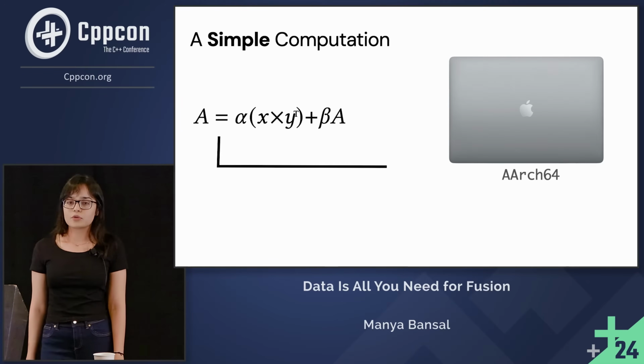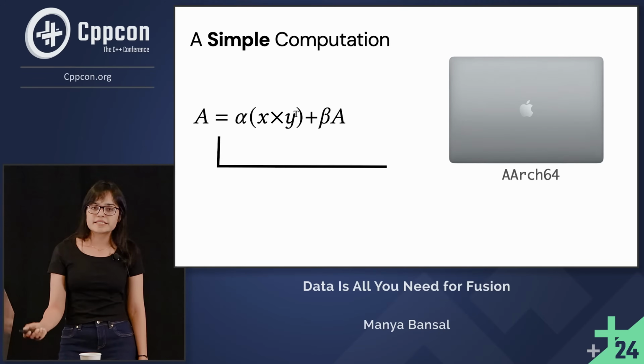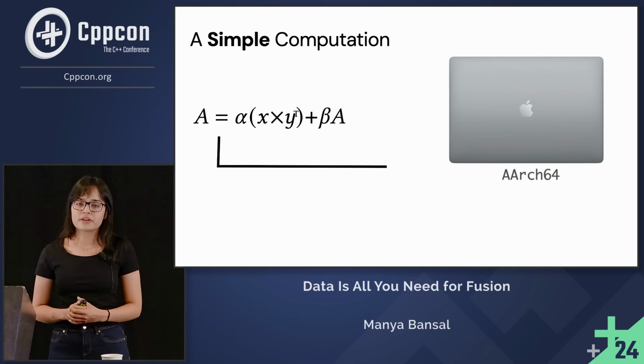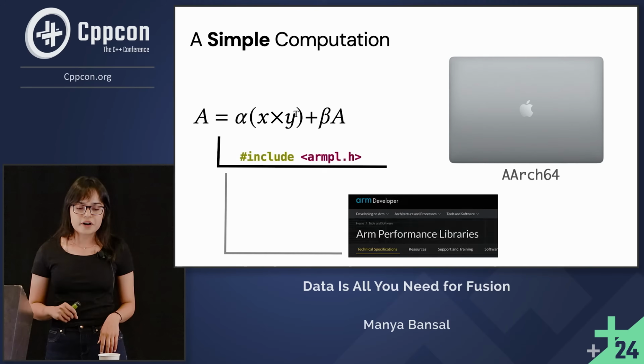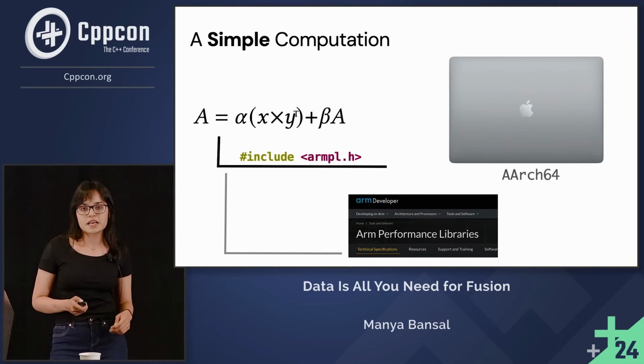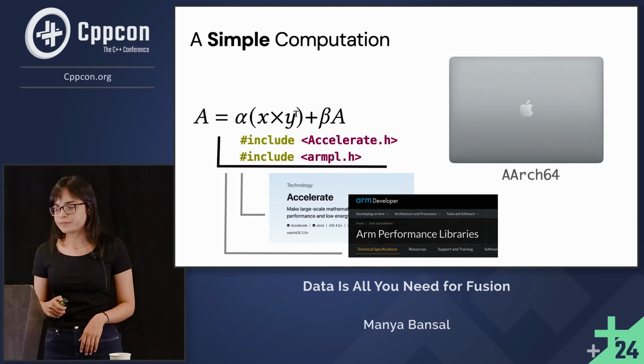I'm going to be using the Apple M1. It has the ARM64 instruction set architecture. And it turns out the best implementations for this linear algebra style computation that I have live in two libraries. First, the ARM Performance Libraries. These are implemented by the folks at ARM themselves. And the Accelerate libraries, implemented by the folks at Apple.